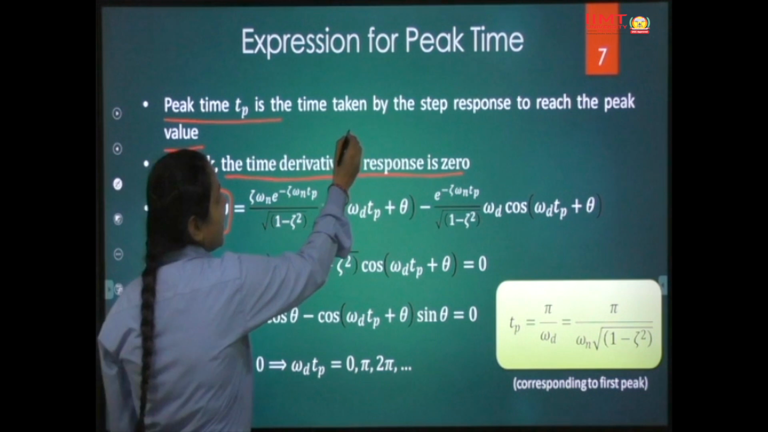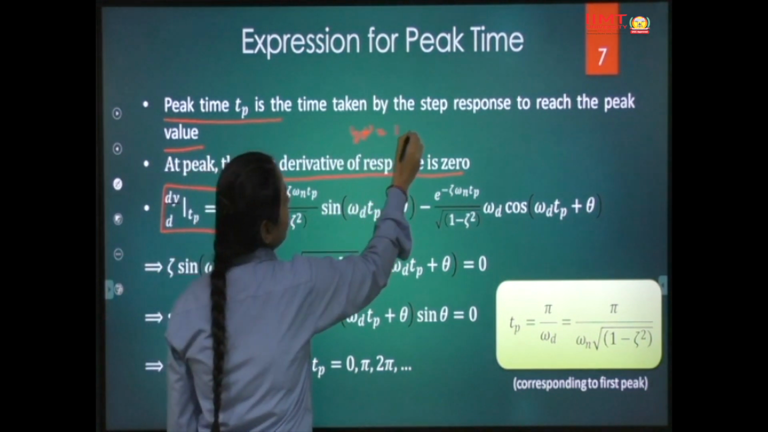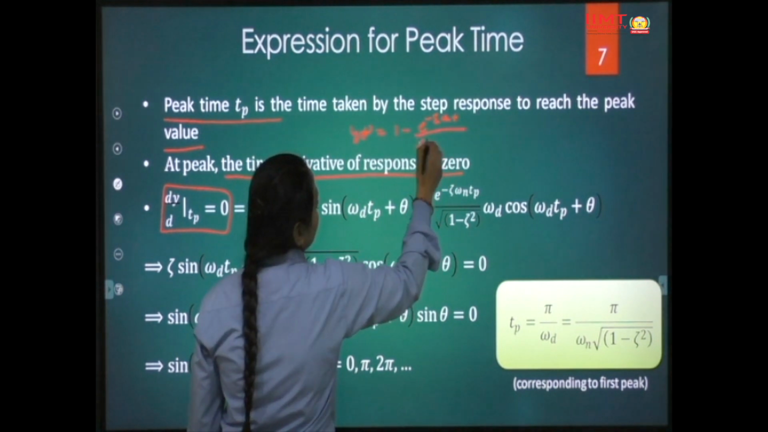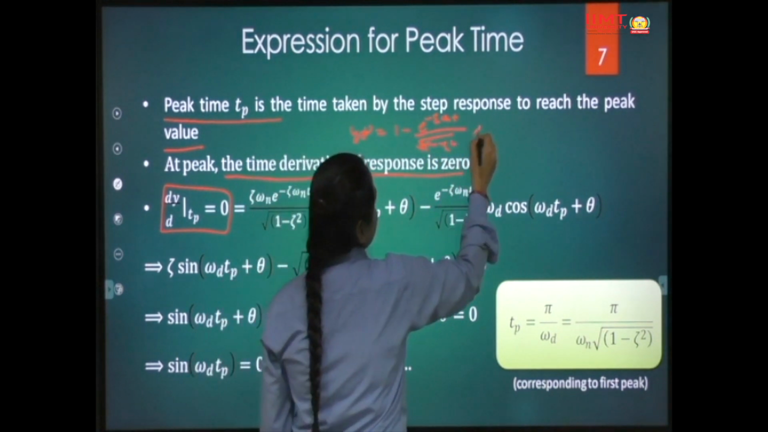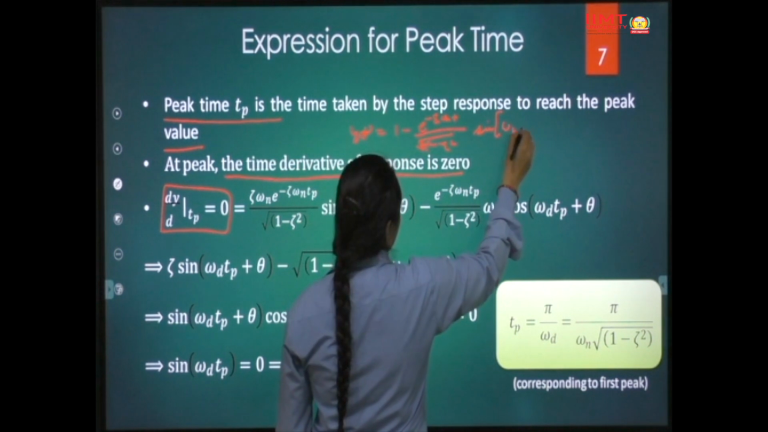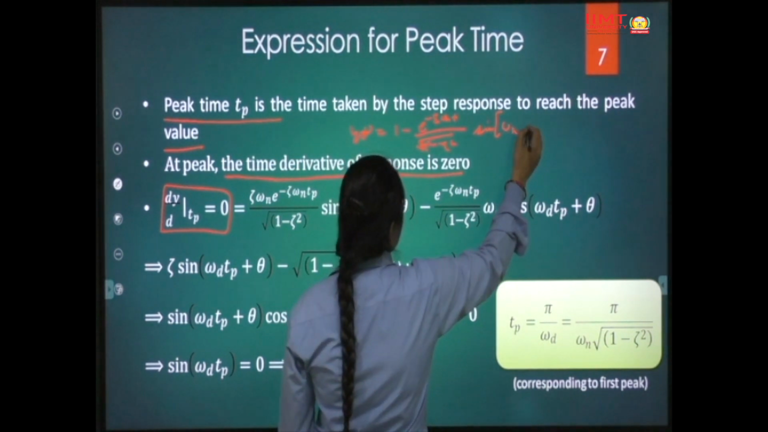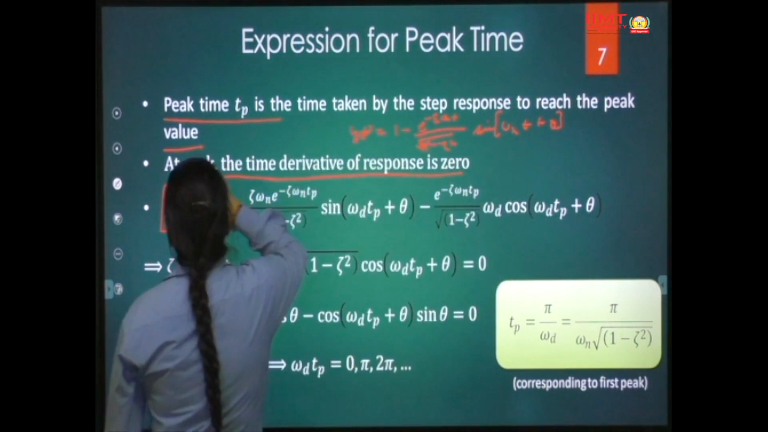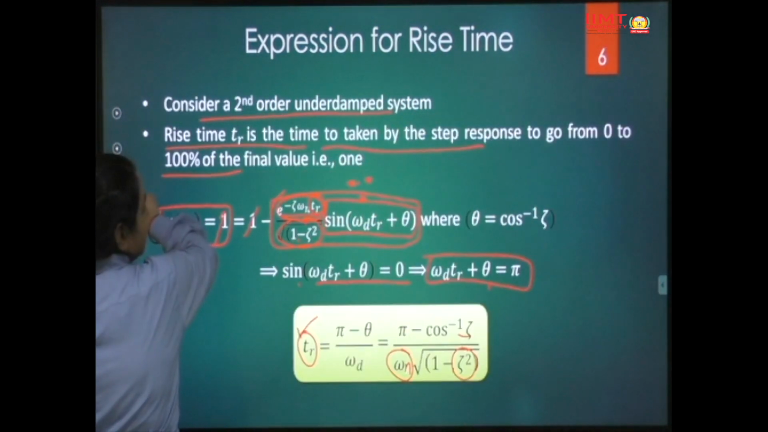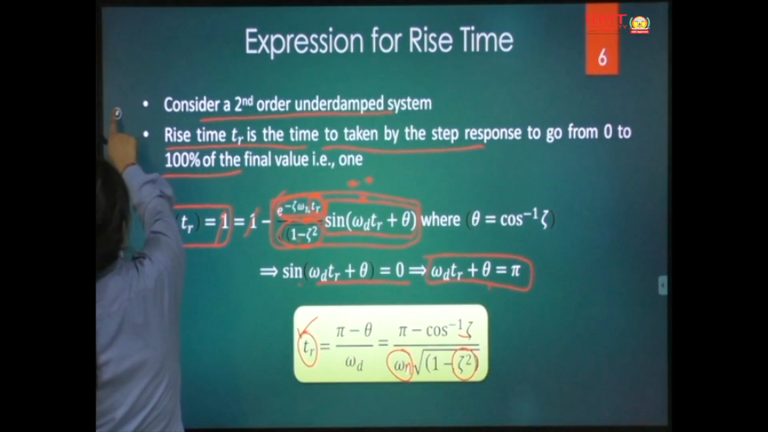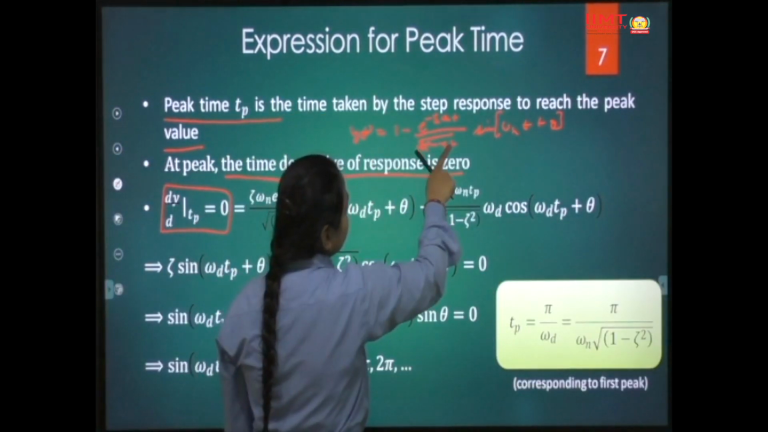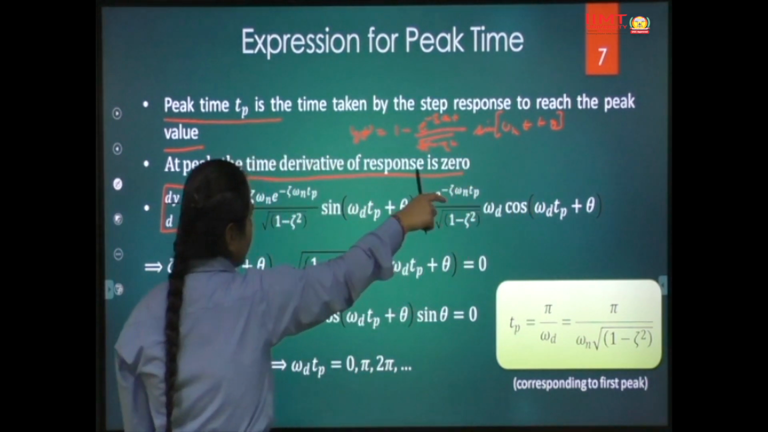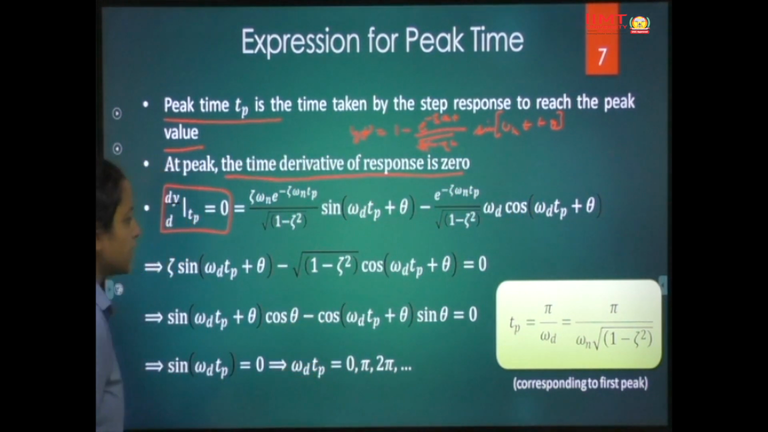We already know y(t) is equal to 1 minus e to the power minus zeta omega_n t upon under root 1 minus zeta square sin(omega_d t plus theta). Okay, so this is the value of y(t), where theta is cos inverse zeta.